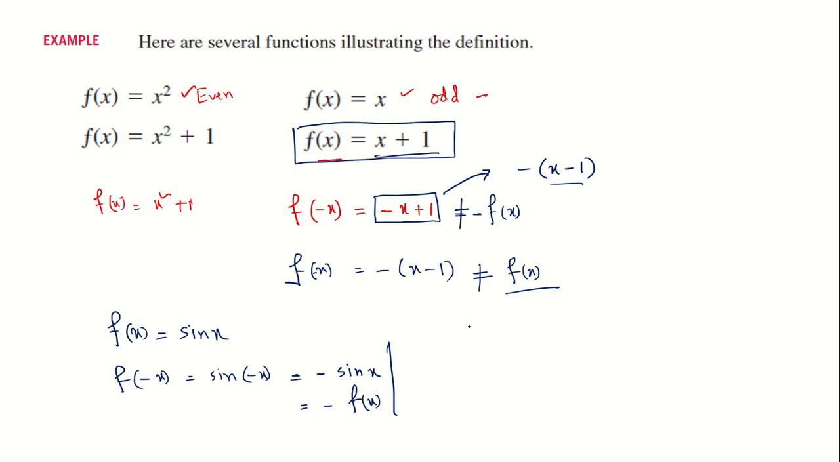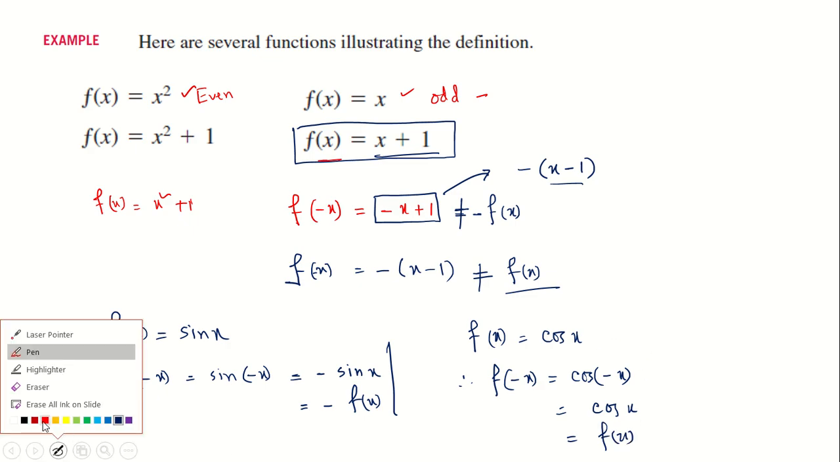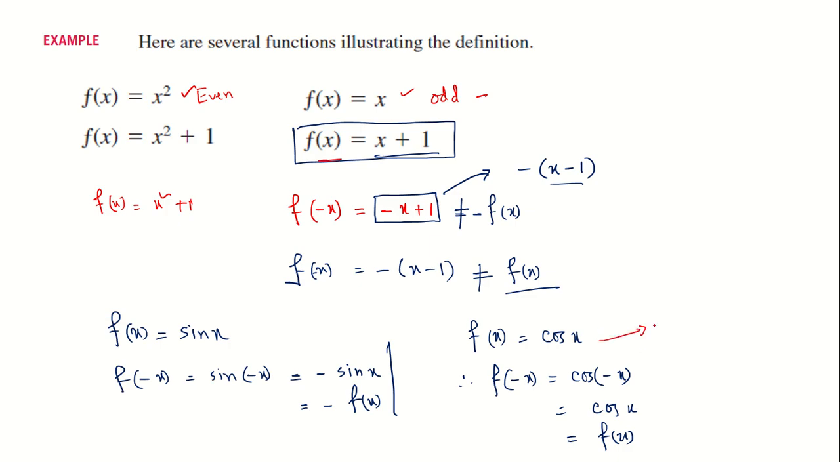But what about the cosine function? If you are given f of x equals cos x, then if we put f of negative x equals cos of negative x, from here we have cos x, that means f of x. So this one is going to be even, and this one is odd. Okay, now we can move to the next one.